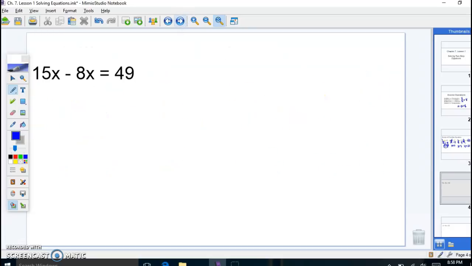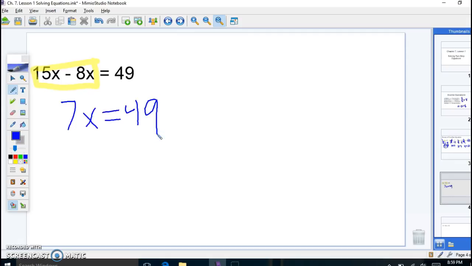Now, what we're going to be working on today more is two-step equations, where you have to simplify one side of the equal sign before you start to solve any equations. So what you'll notice here is on this side of the equal sign, we have 15x minus 8x. So we have to simplify that down. 15 minus 8 gives me 7. So we have 7x. And then there was nothing with the 49, so that drops down.